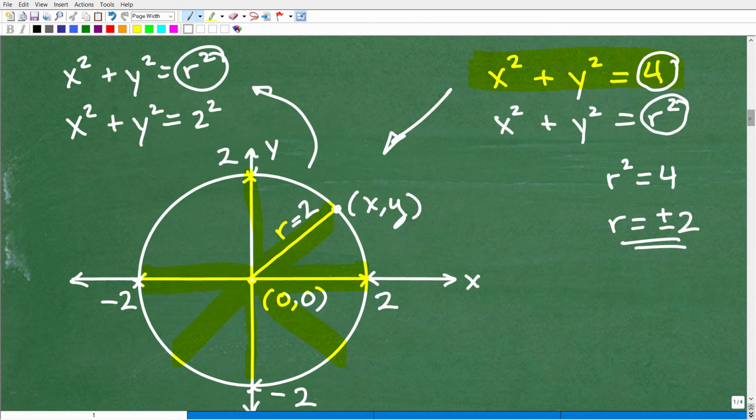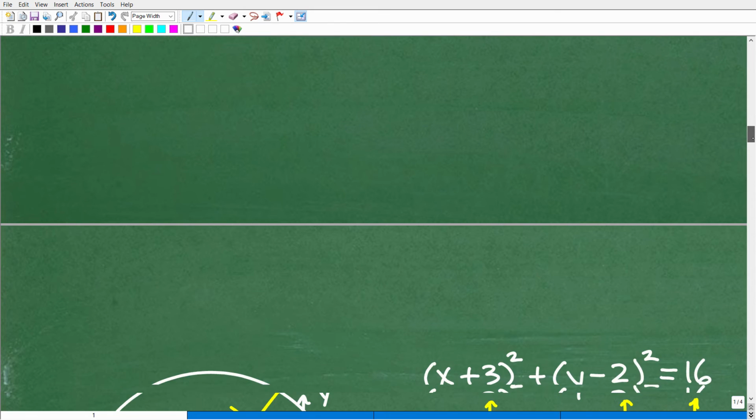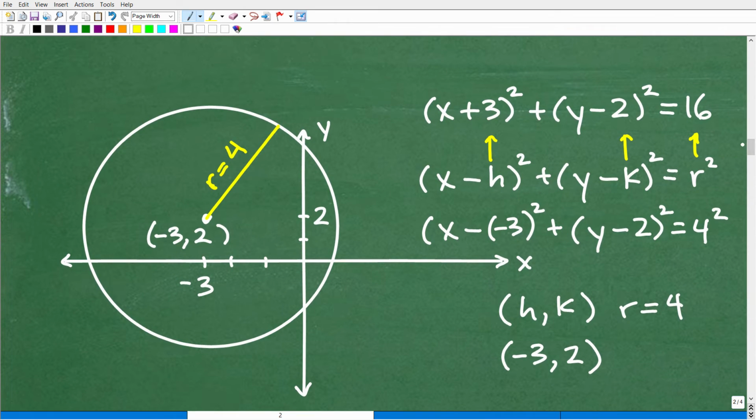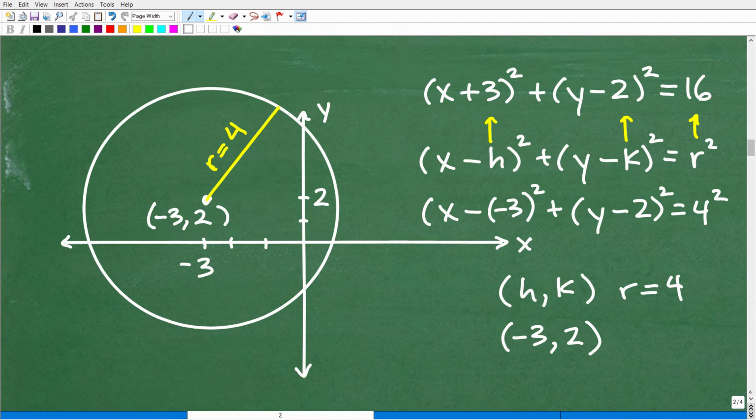All right, let's take a look at a little bit more involved version of these circle problems. And this is where the center is not at the origin. This is where students get a little bit confused, but it doesn't have to be that confusing. So here is my graph. You can see I have a circle. Its center is at negative 3, 2, and its radius is 4. So, if you're going to sketch this out, you would go negative 3, 2, try to be as accurate as possible, put your little center there, then draw your circle.